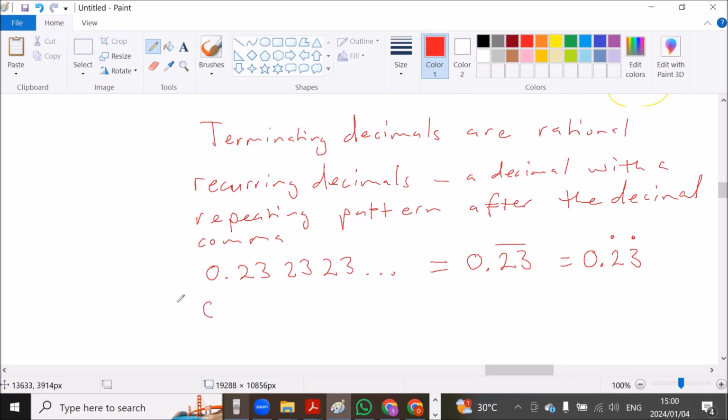Another example is 138.66666. So how do we write it down in maths if it goes on and on? We write it as 138.6, then we put a dot. Or we can write it as 138.6 and put a bar on top.